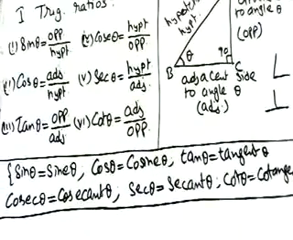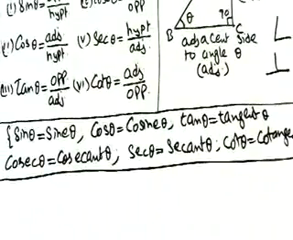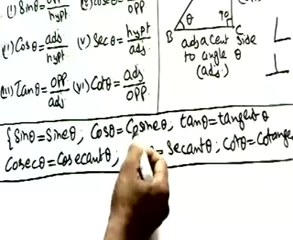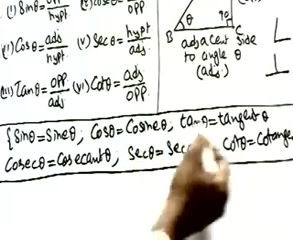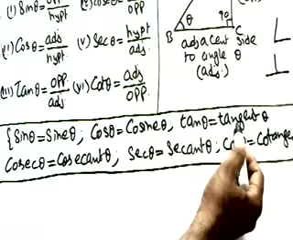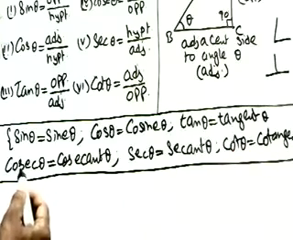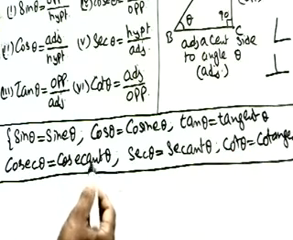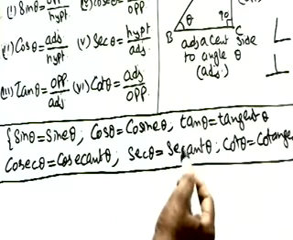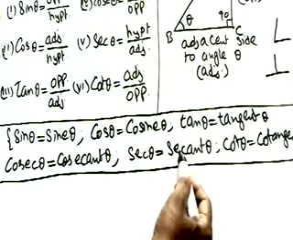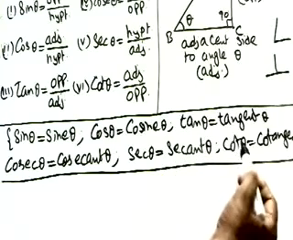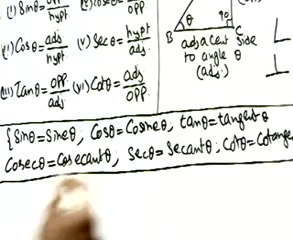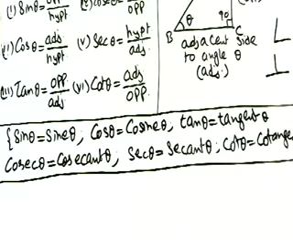Now these are the short forms. The full form of sin theta is sine theta, and cos theta is cosine theta. Tan theta is tangent theta, and cosec theta is cosecant theta. Sec theta is the short form of secant theta, and cot theta is the short form of cotangent theta.